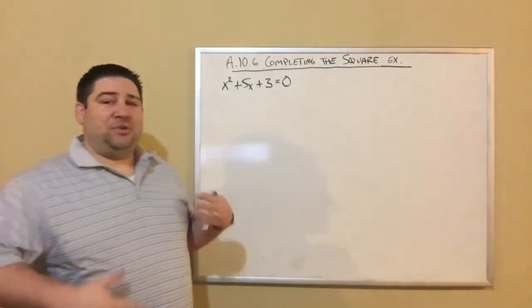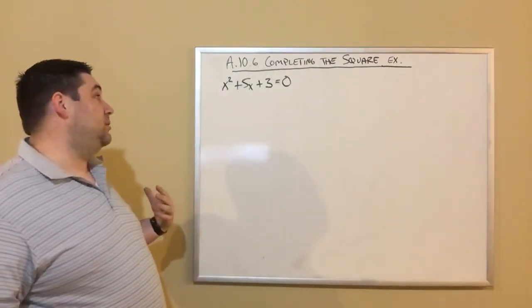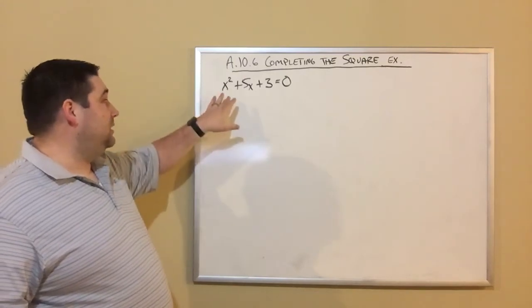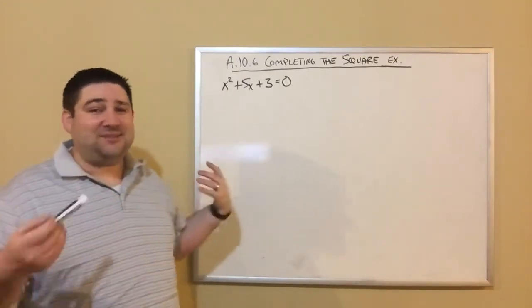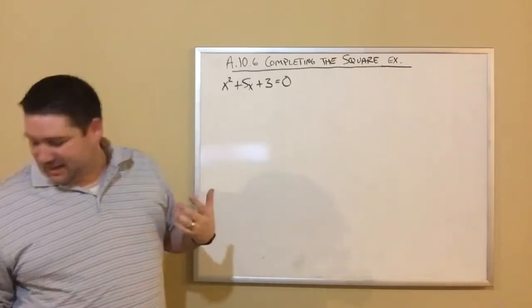Okay, we got example 3 on completing the square. And when we look at this one, this looks like, oh, so easy. X squared plus 5x plus 3. Oh, I could factor that. I could just factor it and get the answer simply.